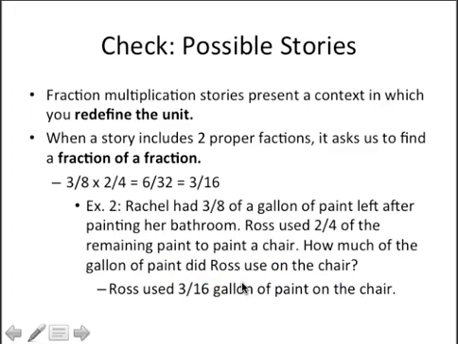Here's another example. Rachel had 3/8 of a gallon of paint left after painting her bathroom. Ross used 2/4 of the remaining paint to paint a chair. How much of a gallon of paint did Ross use on the chair? He used 3/16 of a gallon of paint.